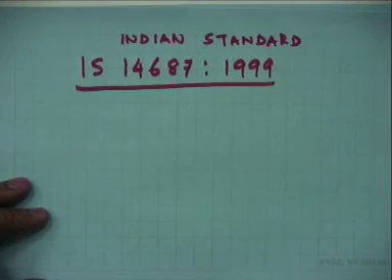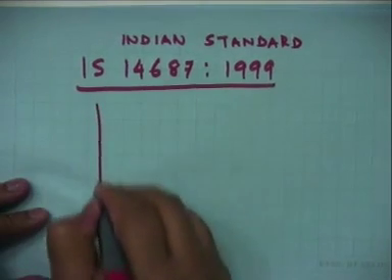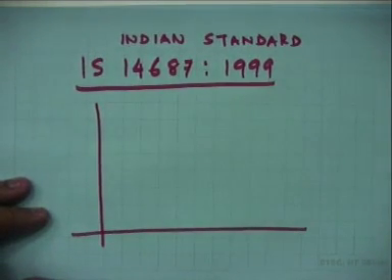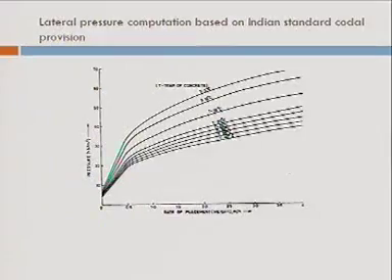Now, unlike the CIRIA and ACI methods, the IS code gives you various curves. I will show you one curve. It is shown in this particular computer slide. If you just focus on this slide, it gives you a figure like this. In this figure, on the x axis you have rate of placement, measured in meter per hour. On your y axis you can read the pressure, it is in kilonewton per meter square.